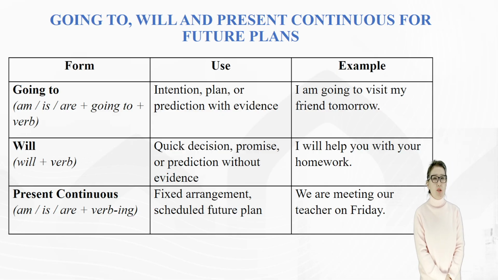Third, present continuous, fixed future arrangements. Used when the future plan is arranged and the time and date are already decided. Example, we are meeting our teacher tomorrow. It shows fixed schedules or arrangements.